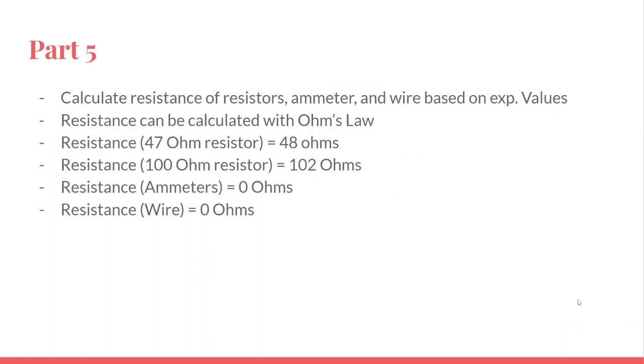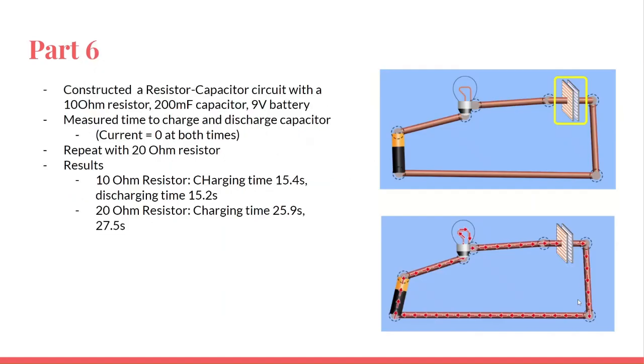So part five, what happened was basically we calculated the resistance of the resistors, ammeter, and the wire based on the experimental values. So the resistance is just calculated with Ohm's law, which we get 48 ohms. We get the resistance of the 100 ohm resistor is 102 ohms. Resistance of the ammeter was 0 ohms, which is experimental. Obviously in reality it would have some sort of resistance. And the resistance of the wire, same idea, 0 ohms.